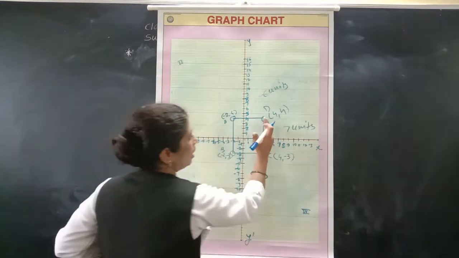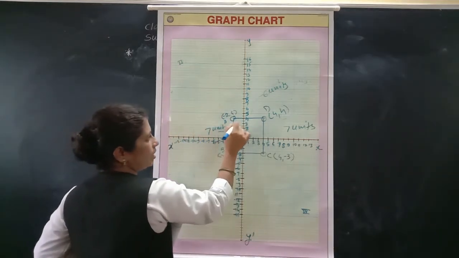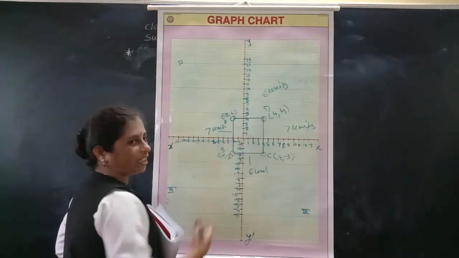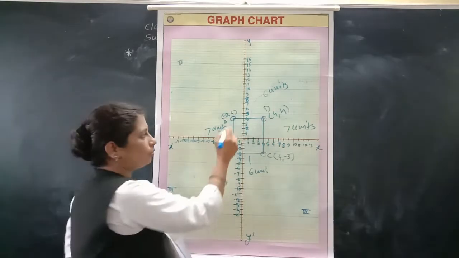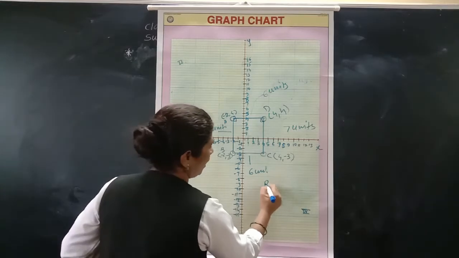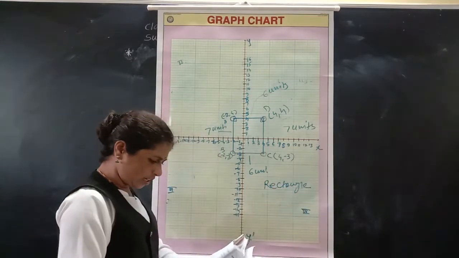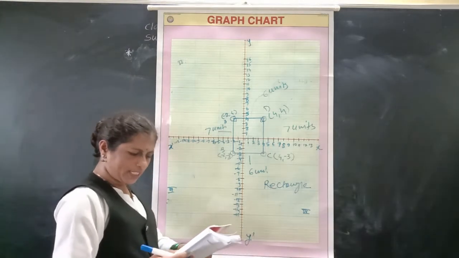So everyone knows this side and this side are the same, so this will also come 7 units, right? And this will come 6 units. Okay, so opposite sides are equal but adjacent sides are different, and all segments are perpendicular to each other. So which type of figure is it? Of course it is a rectangle, right? Rectangle, right?